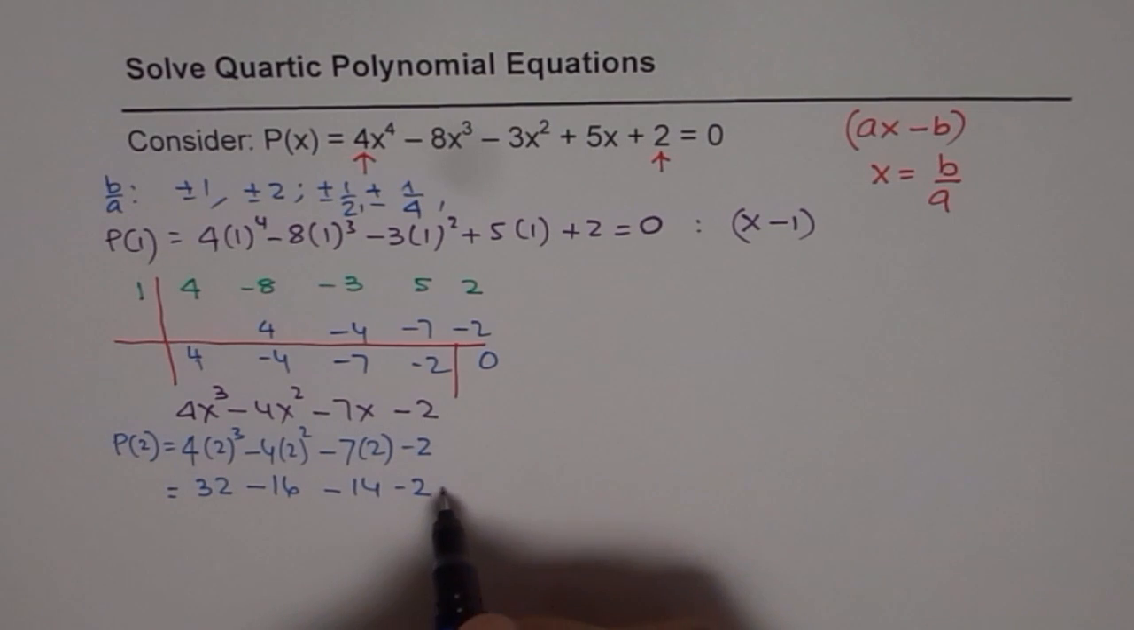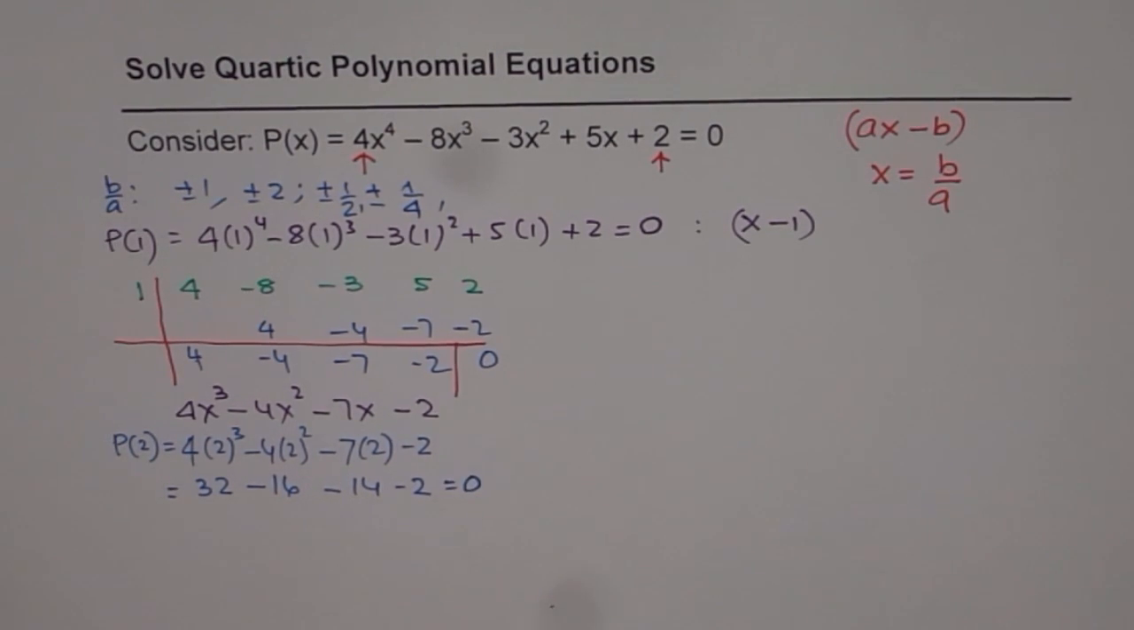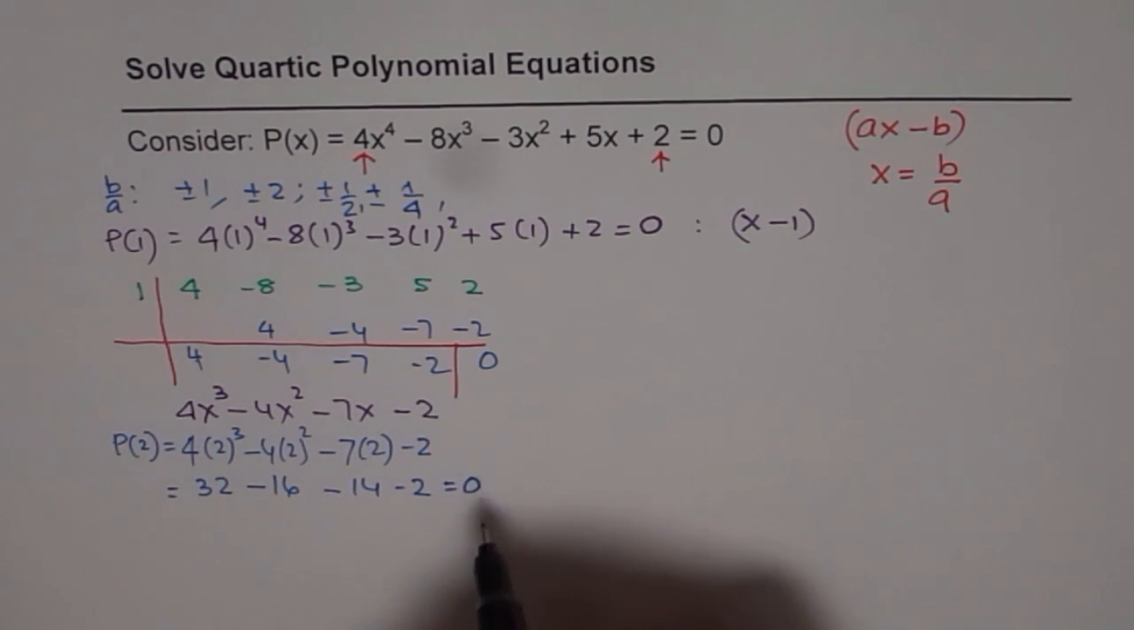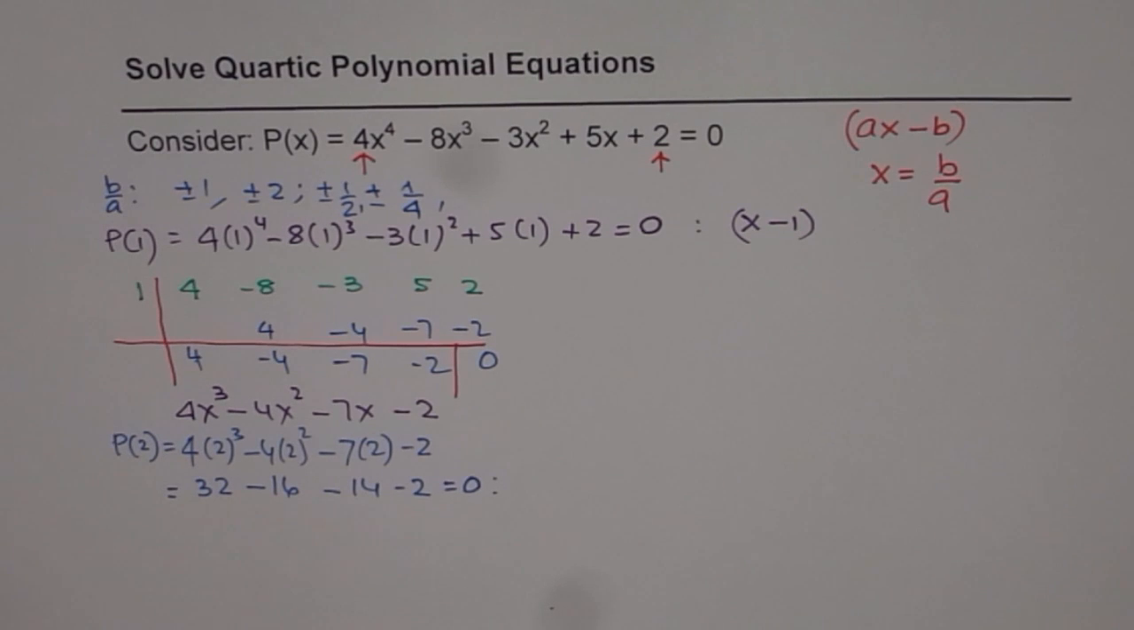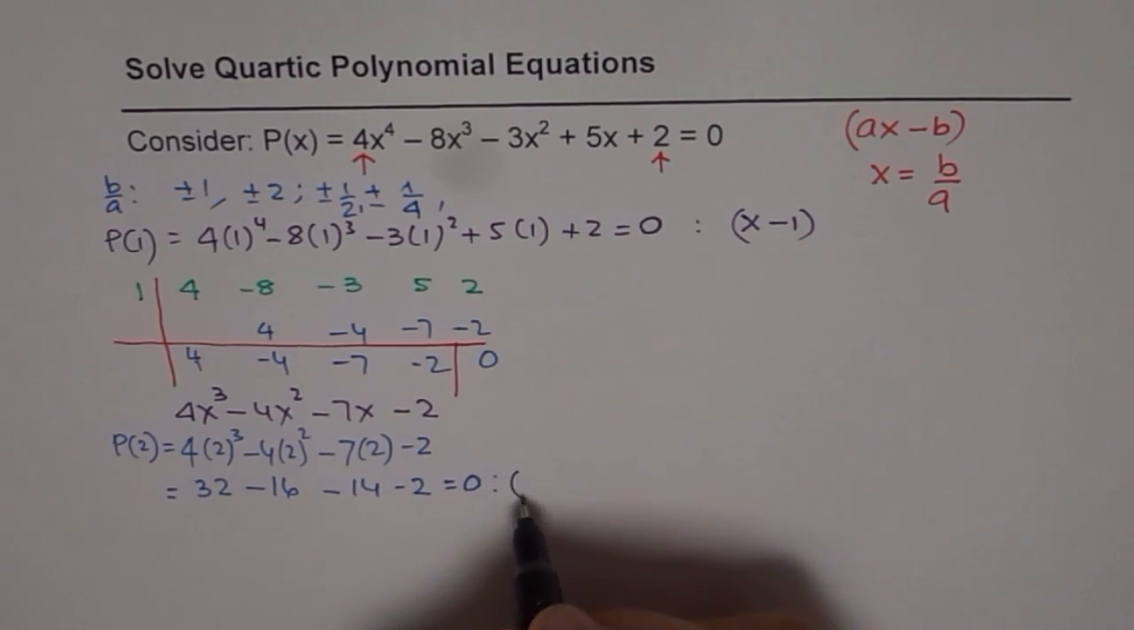Great job. So that is also 0. You know, there's something good about not working with calculators. You get easy questions to work with. So p of 2 is 0. That means we got the second factor, and this one is x minus 2, correct?